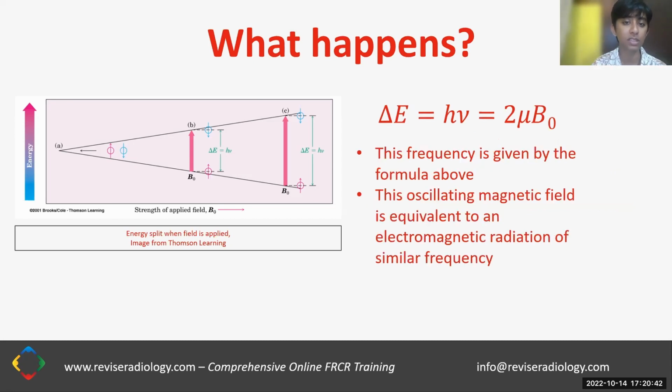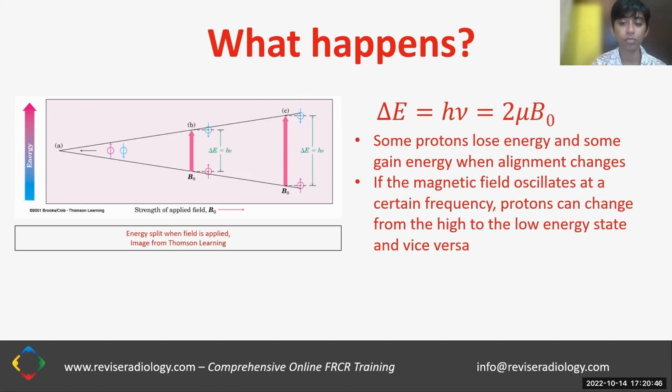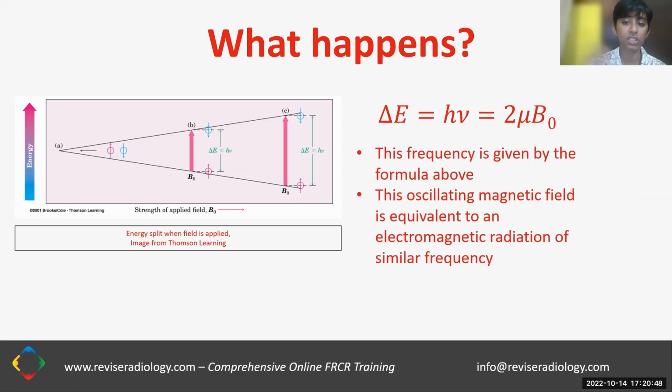Now, this frequency at which they start changing to a different magnetic state is given by the formula above. And this oscillating magnetic field is equivalent to an electromagnetic radiation of similar frequency.